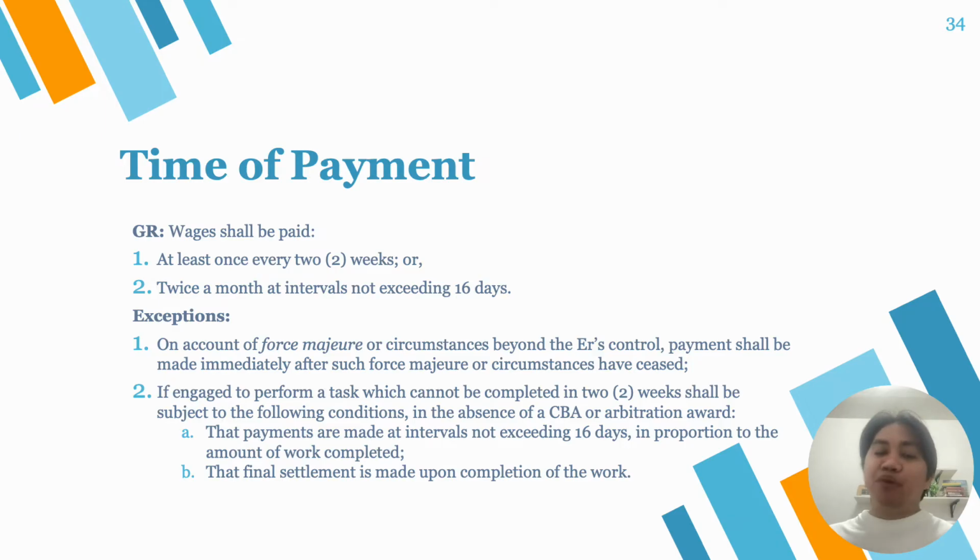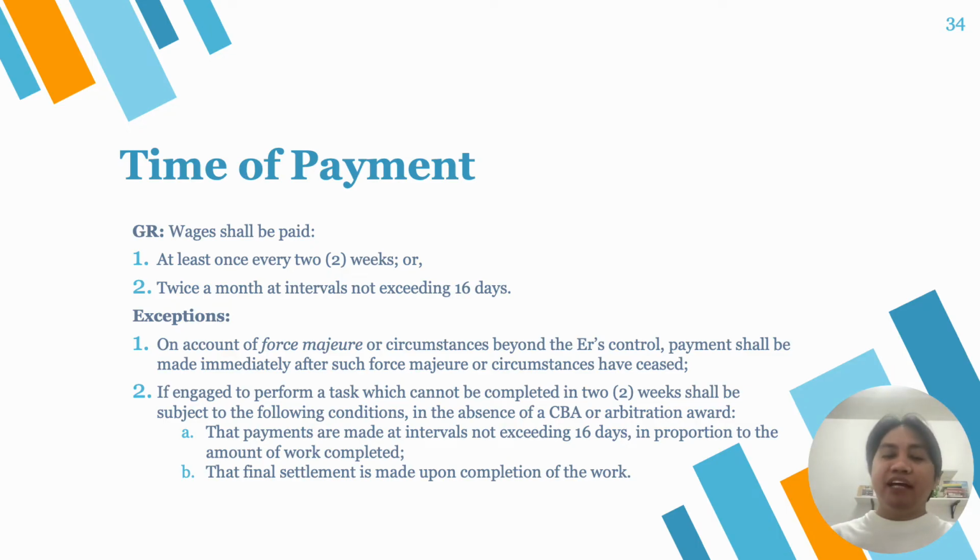The exemptions here will be on account of force majeure, an act of God, where circumstances are beyond the employer's control, and they weren't able to pay during that particular prescribed time of payment or duration of payment. The payment shall be made immediately after the cessation of the force majeure or act of God. Say there's a calamity, once the calamity has ceased, the employer has to basically pay the workers immediately.